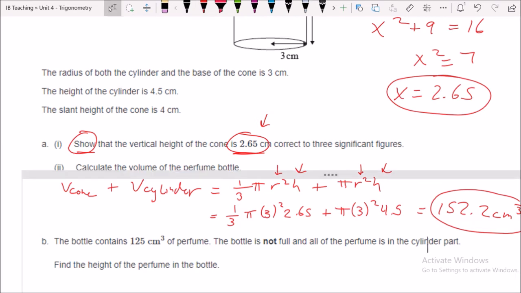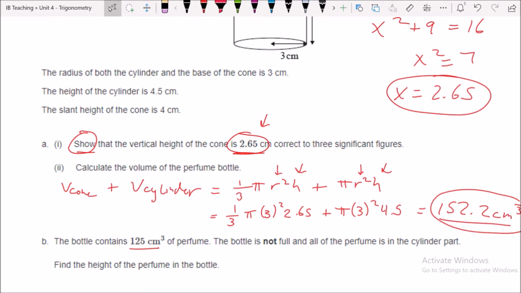They're telling us the bottle contains 125 cubic centimeters of perfume. The bottle is not full. Okay, that validates the answer I just got, because they said 125 is not full. I just calculated 152.2 would be what full looks like. So that makes me feel like my answer might be right. Okay, the bottle is not full, and all of the perfume is down in the cylinder part. We need to find the height of the perfume in the bottle.